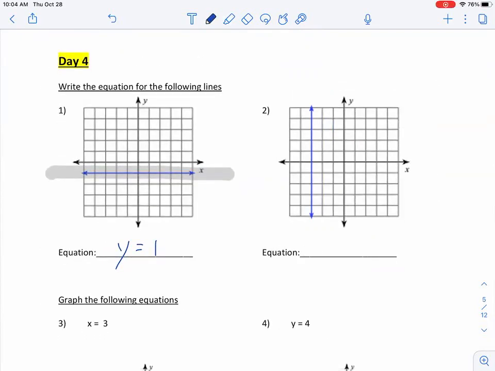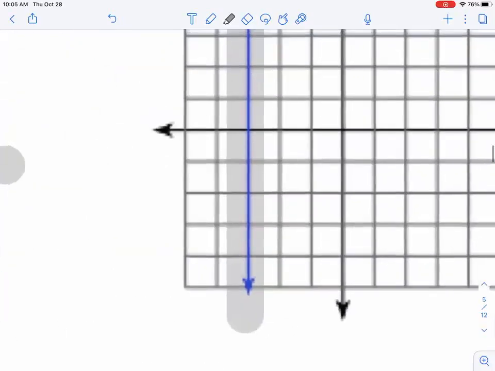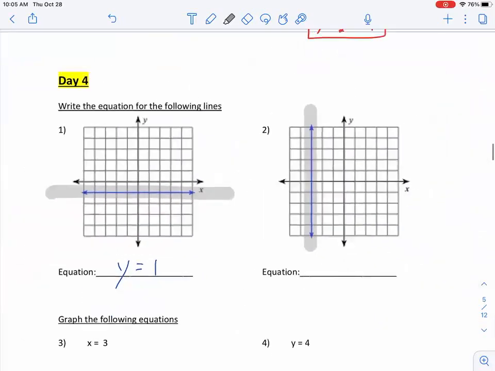Any vertical line, like this one, that goes through the x-axis, is going to be x equals. So that is x equals -3, right? 1, 2, 3, yes. x equals -3. So all horizontal lines are y equals because they go through the y-axis. All vertical lines are x equals because they go through the x-axis.